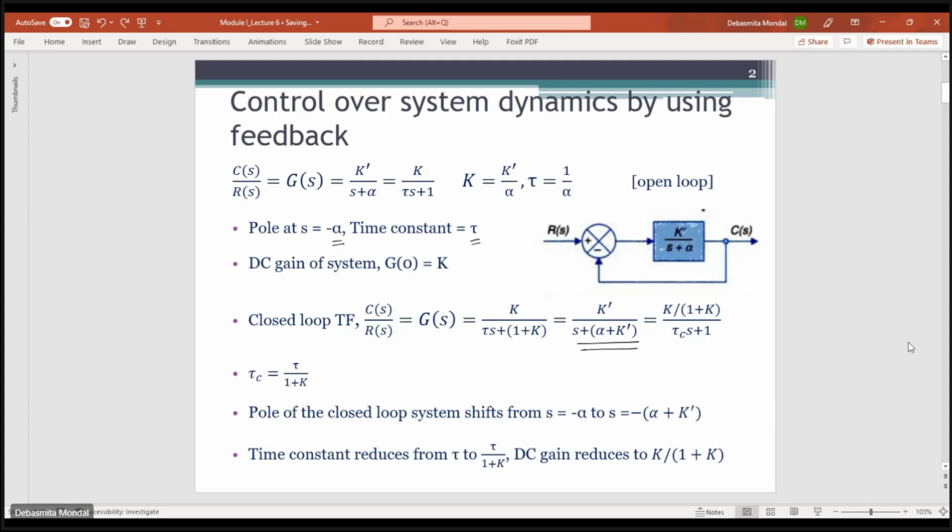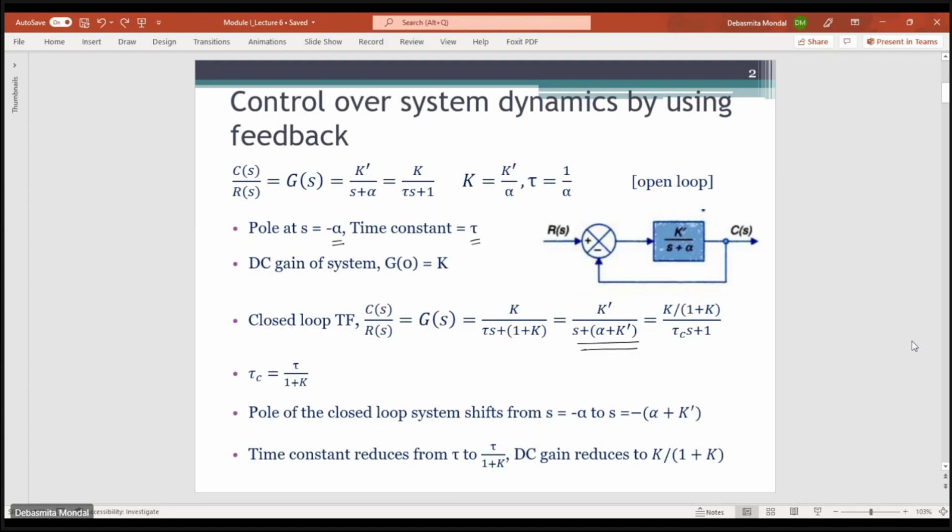So we saw that if we are using feedback, then obviously there are advantages. It can reduce the effect of any kind of parameter variation which is happening in the system because of some external factors. Also, the sensitivity of the system due to these kinds of changes is also reduced by using feedback.